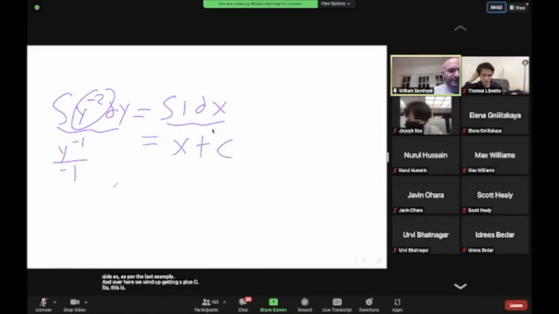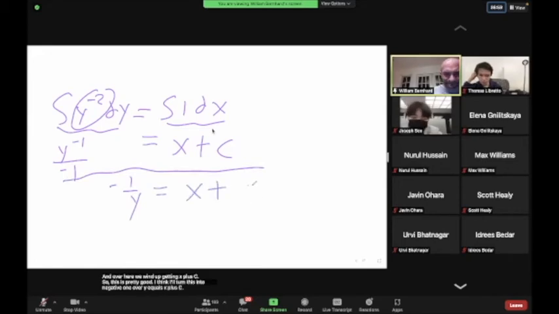So this is pretty good. I think I'll turn this into negative 1 over y equals x plus c. And this then becomes a solving for y question here. So if we want to solve for y here, I would divide both sides by negative 1. And then, an old trick, just take the reciprocal of both sides. Simple.